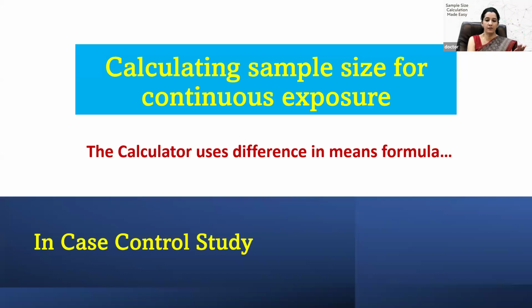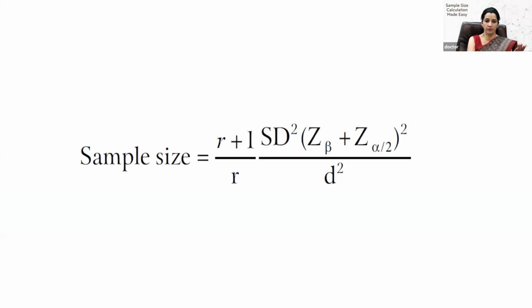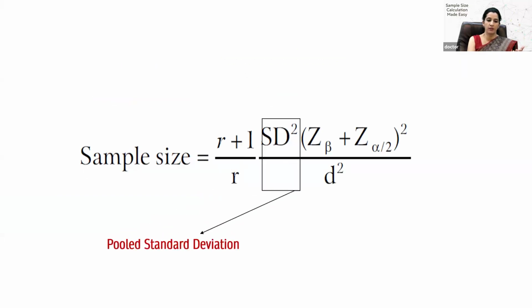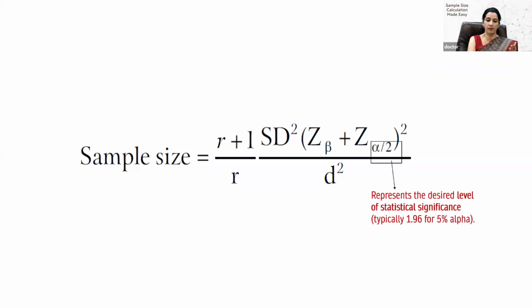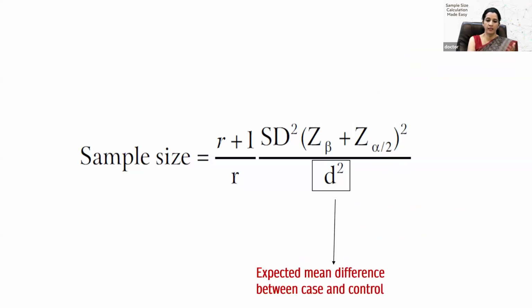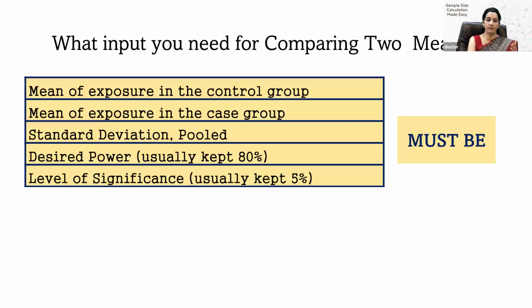So in that case, you can use the mean as a formula. And this is the formula. You take the pooled standard deviation and then Z beta and Z alpha by 2, where the values are 1.96 and 0.84. And then in the denominator, it is the expected mean difference between the cases and control.